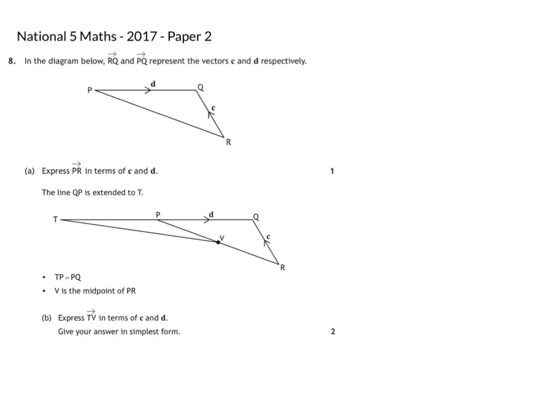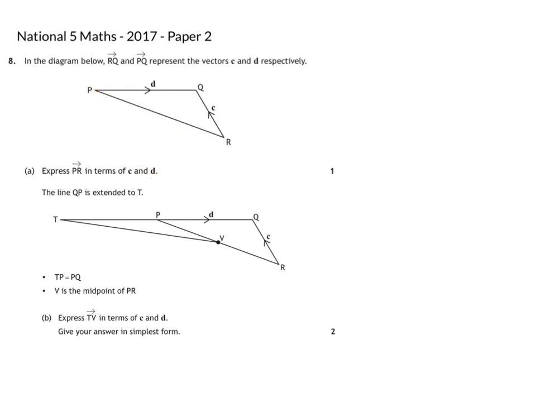Here we go with question 8. In the diagram below, we have R to Q and P to Q represented by vectors C and D. So P to Q is D and R to Q is C. For part A, it's asking us to express PR in terms of C and D. So how do we get from here to here?